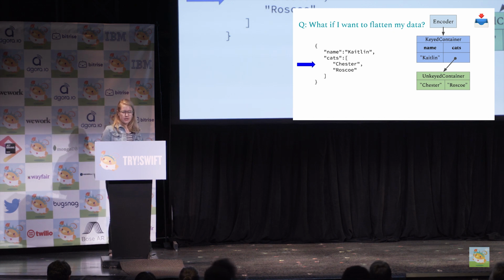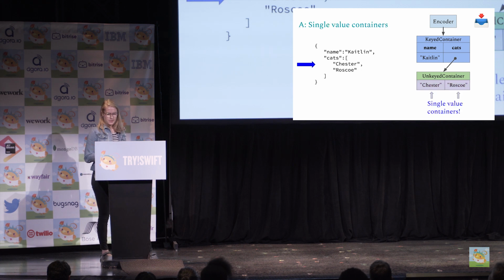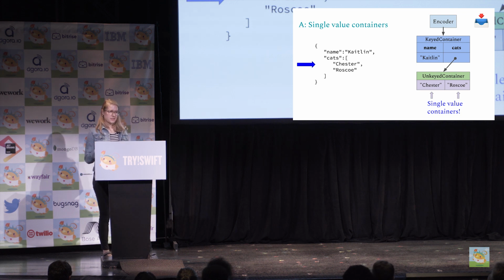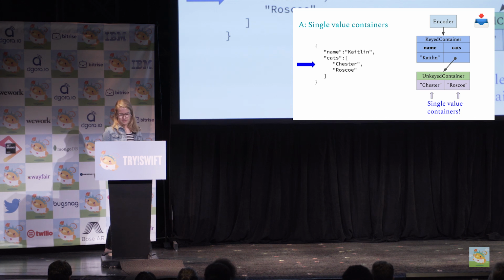The trick here is to think about these spots where we put the cat names as single value containers. Any place you put a single value could be a single value container, but you don't always explicitly need to request a single value container.